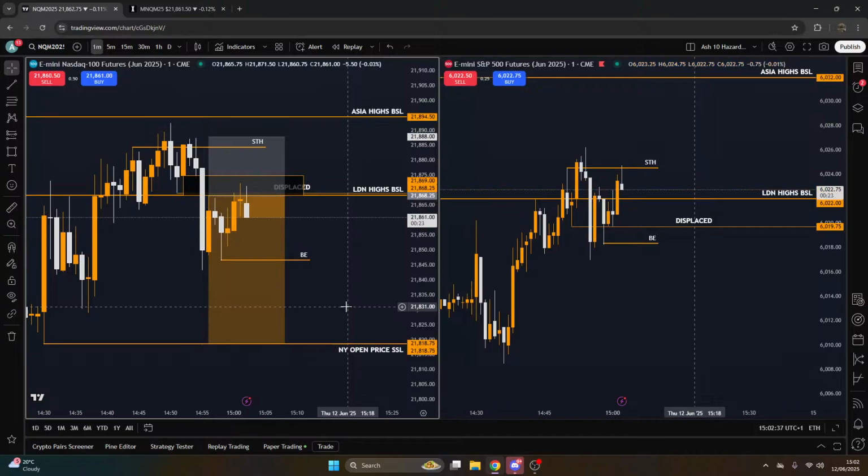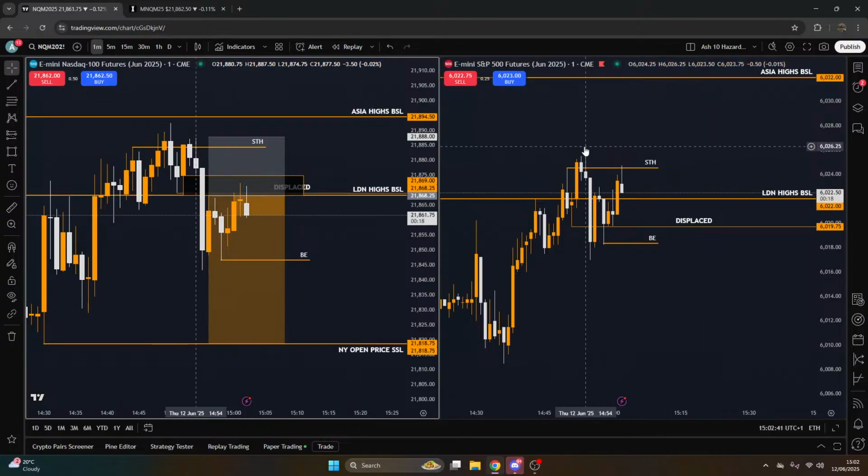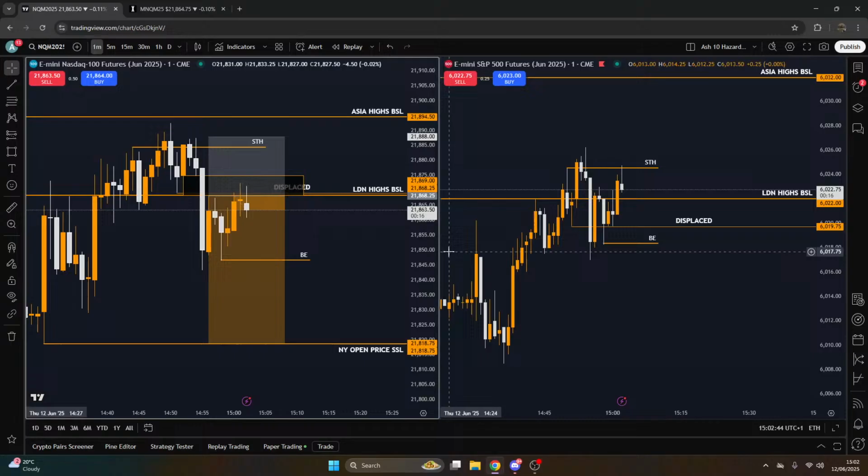So in this situation, ES could potentially go up to take the short-term high up here, whilst NQ lags behind to then move lower. But obviously if they both move up, then they both move up. But that's the scenario I could potentially see happening here.